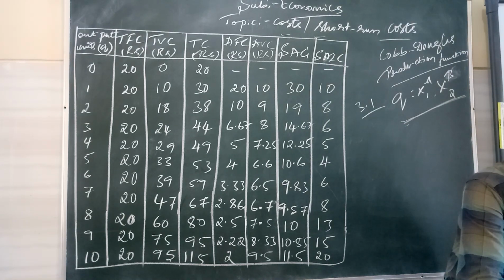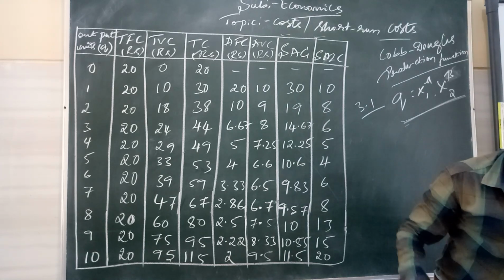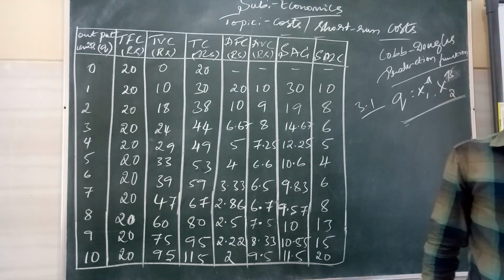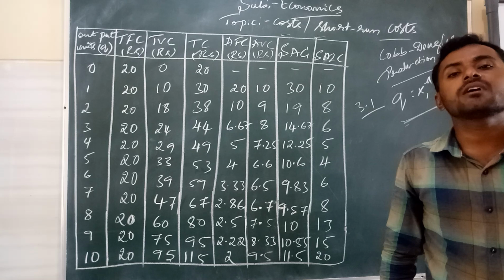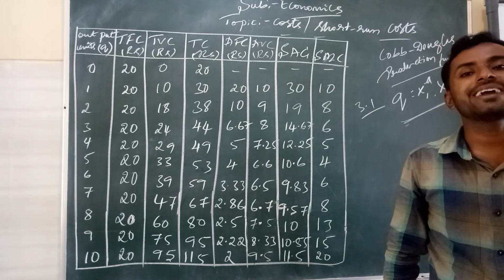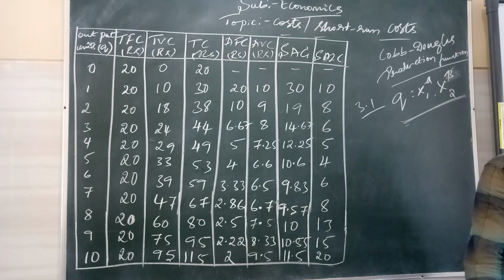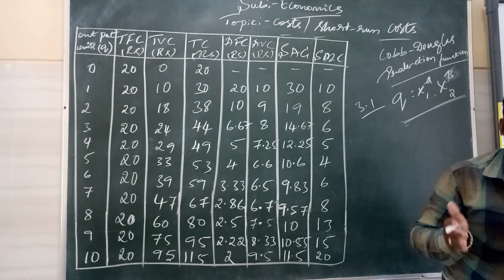What do you mean by short run and long run? We already discussed this in the last class. The short run means some of the factors of production cannot be varied. In the long run, all the factors of production are varying. In the short run, some factors of production remain fixed.